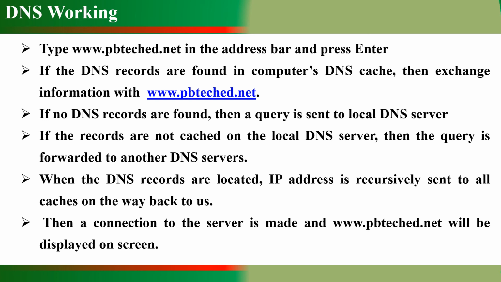If the records are not cached on the local DNS server, then the query is forwarded to another DNS server. The process continues until the IP address of that website is found. When the DNS records are located, the IP address is recursively sent to all caches on the way back to us. Then a connection to the server is developed and we can display the required website on our screen.